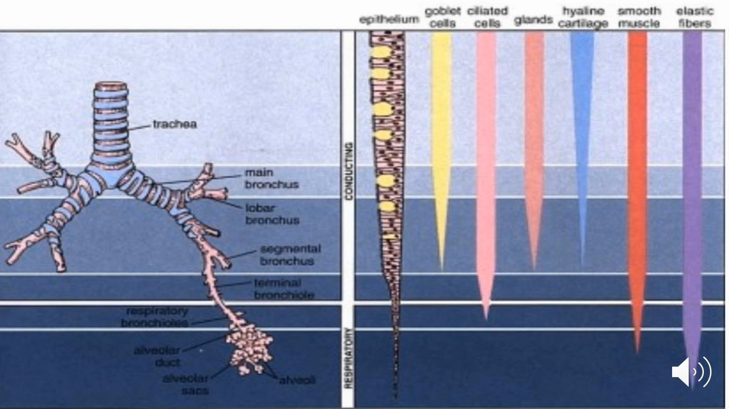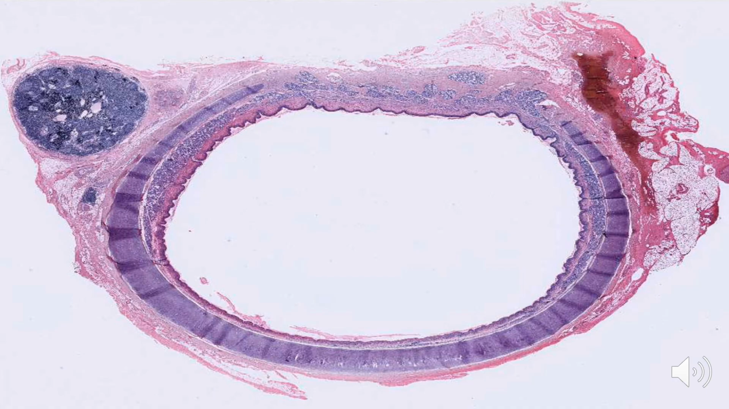The answer is smooth muscle. And please take note of this. As the number and size of the cartilage supports decrease, the number of smooth muscles will increase. This is the cross section of the trachea. Take a look at the C-shaped hyaline cartilage. And this C-shaped hyaline cartilage will provide support to the ventral wall and the two lateral walls of the trachea.